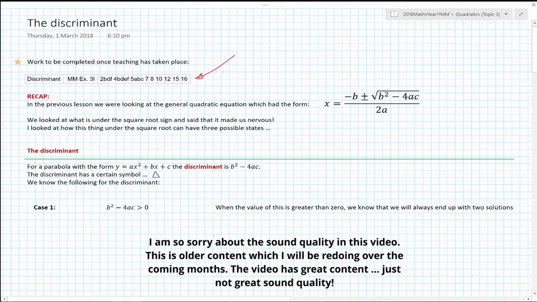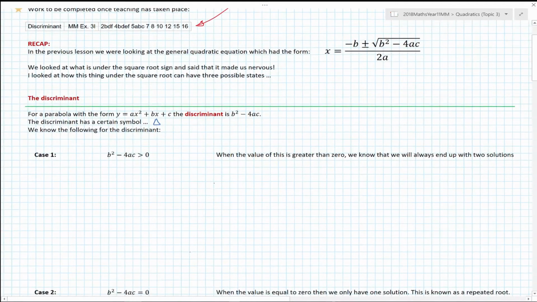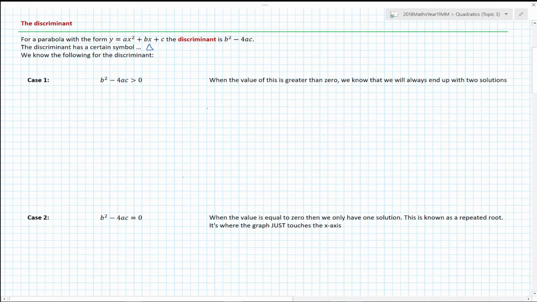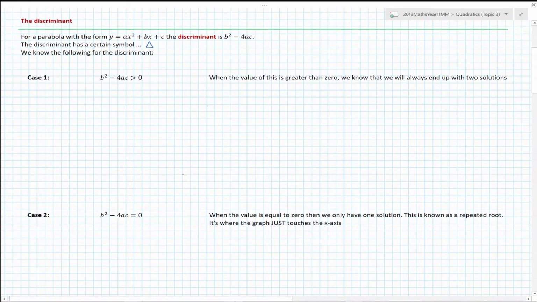All right? In the previous lesson, we looked at the general quadratic equation, which had that form, and I spent a lot of time explaining what this b squared minus 4ac is, but I never actually gave it a name. We looked at it under the square root sign, and I said it made us nervous. Now we need to look at it and say, well, what does it actually mean, and how can we use this discriminant to help us with exam questions? And there are a lot of exam questions on this discriminant thing.